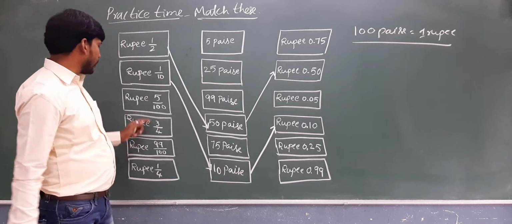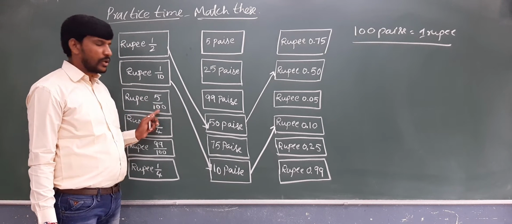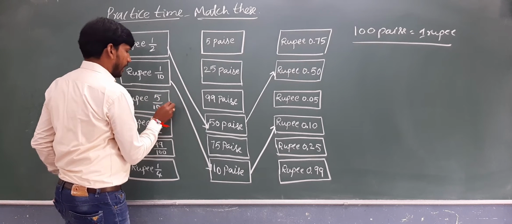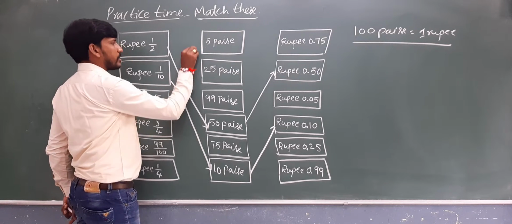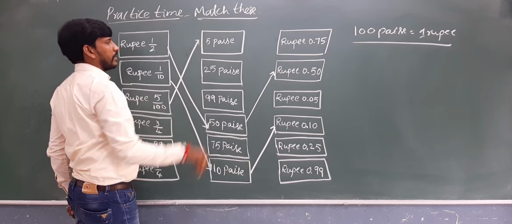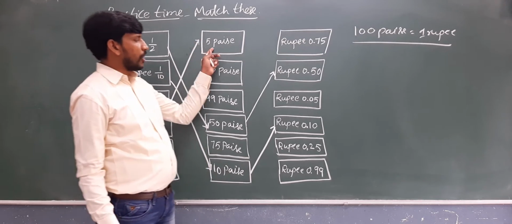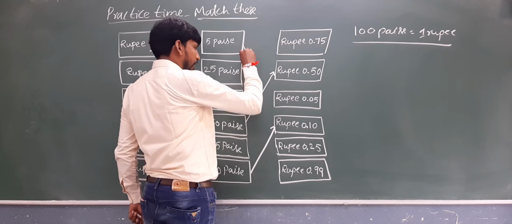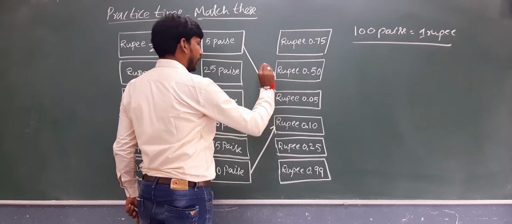Clear? Now the next one, rupee 5 by 100. Rupee 5 by 100 is nothing but how much? 5 paise. Okay. Now you should match like this. Clear? Now 5 paise is nothing but how much rupee? 0.05 rupee. Clear my dears?